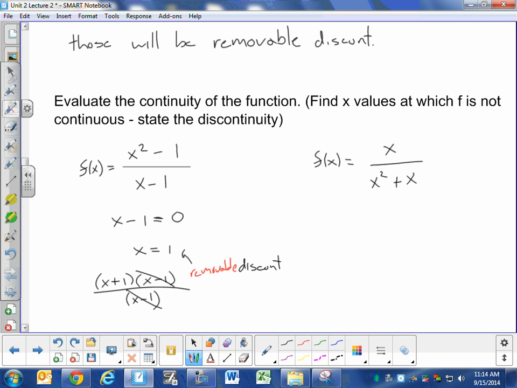Now, of course, we can have functions with removable and non-removable discontinuities. We can have functions with not just one discontinuity, but many, many, many discontinuities. So try this one on your own. First step, of course, is to set your denominator equal to 0. I would advise you factor out an x from that denominator.